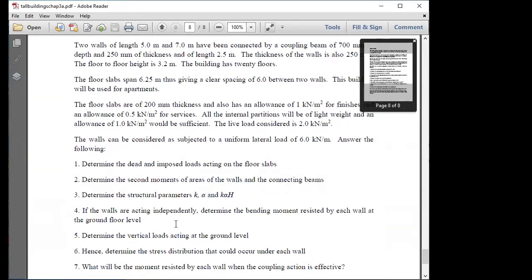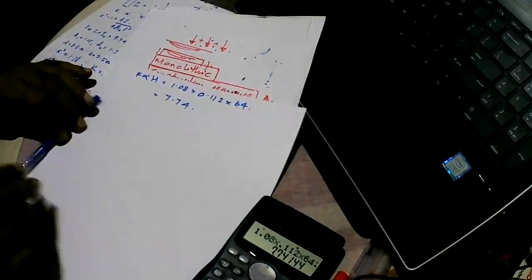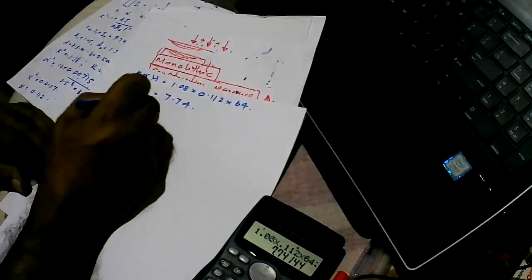Now the next question: if the walls are acting independently, determine the bending moment resisted by each wall at the ground floor level. So this fourth question is no coupling action. Find the bending moment carried by each wall. So we have two walls.